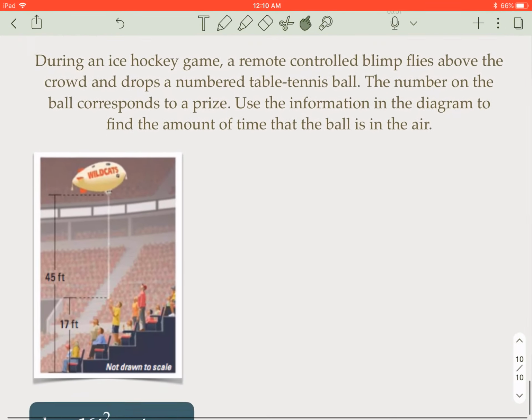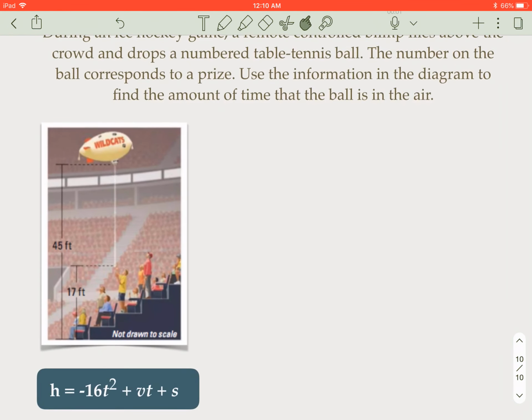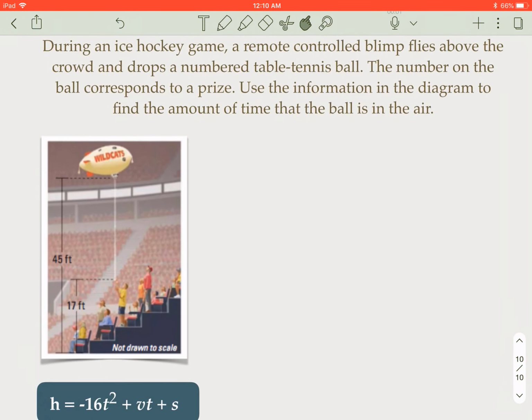So if I read this problem, it says, during an ice hockey game, a remote control blimp flies above the crowd and drops a numbered table tennis ball. The number on the ball corresponds to a prize. Use the information in the diagram to find the amount of time that the ball is in the air. If you look at the diagram, it shows that the blimp is 45 feet above the ground. It also shows that when the person catches the ping pong ball dropped by that wildcat blimp, he is 17 feet above the ground when it is caught.